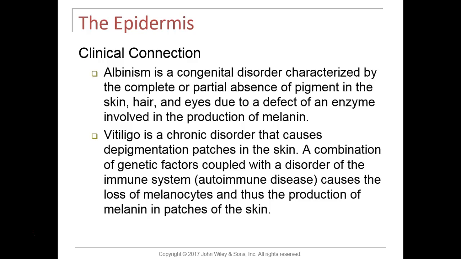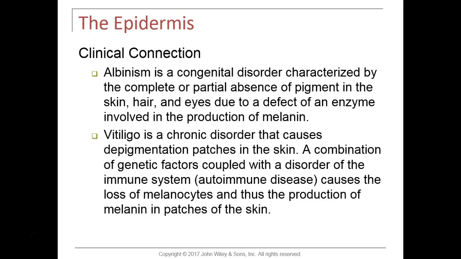Now, someone could be a carrier of the albinism gene. They inherit a good gene from one parent, but the defective gene from the other parent. They would still make some melanin, but they have the possibility of passing on the albinism gene to their children. So those types of individuals are called carriers.